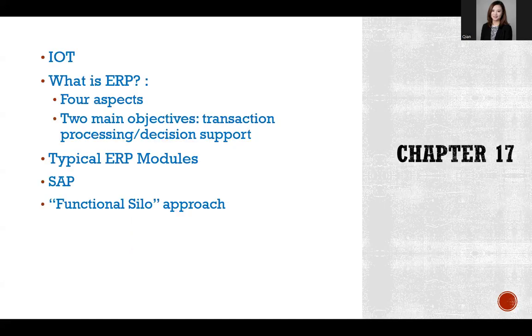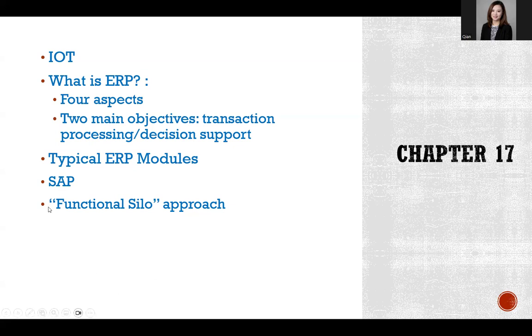For chapter 17, we learned IoT and ERP. So please review what IoT is, what ERP is, especially the basic four aspects of any ERP system. And make sure you know how to distinguish the two main objectives of ERP, transaction processing and decision support, as well as the ERP modules. We have HR, finance, sales, marketing, manufacturing and logistics. So take a look at each module and make sure you know the main functions for each module.